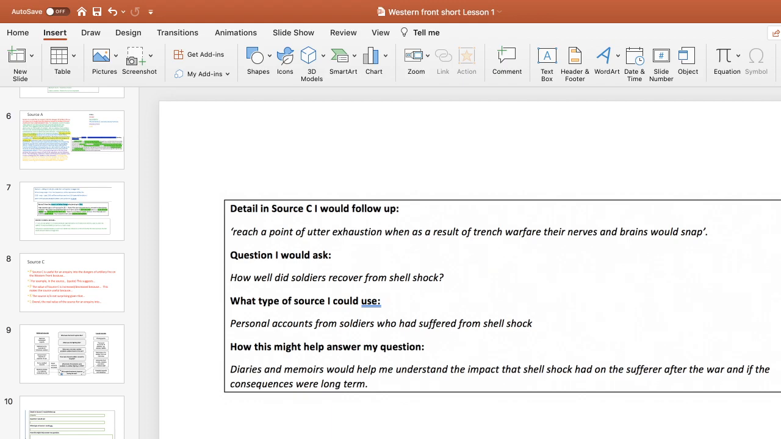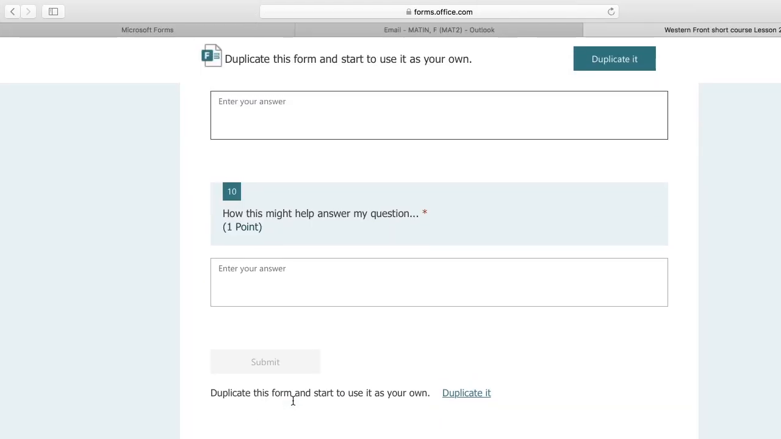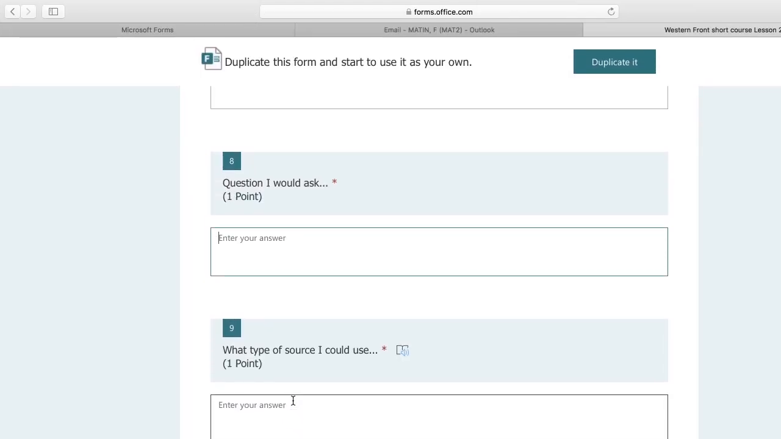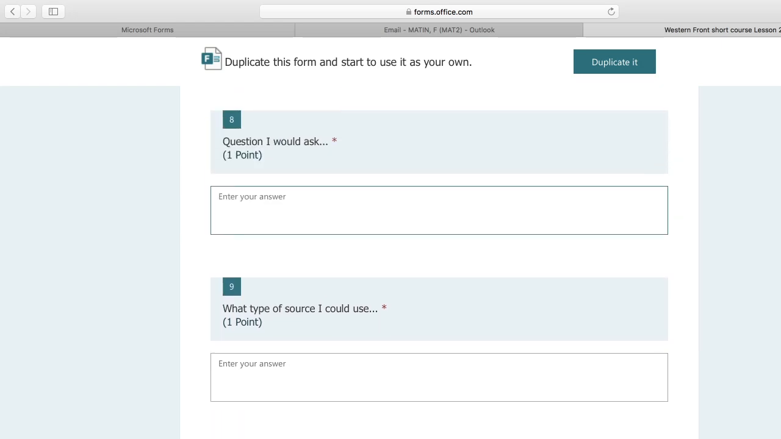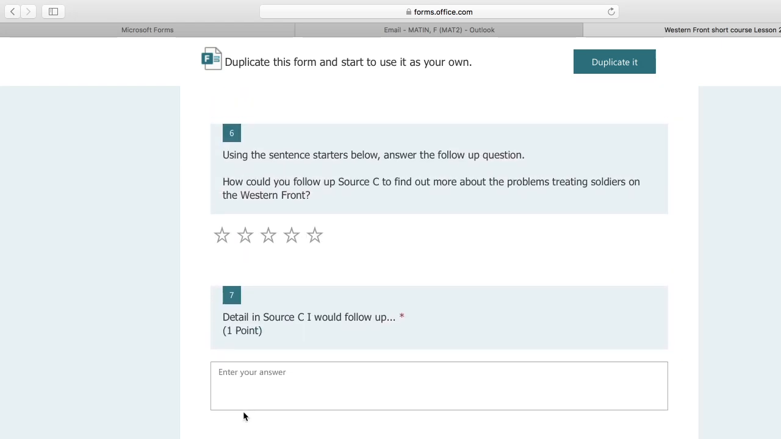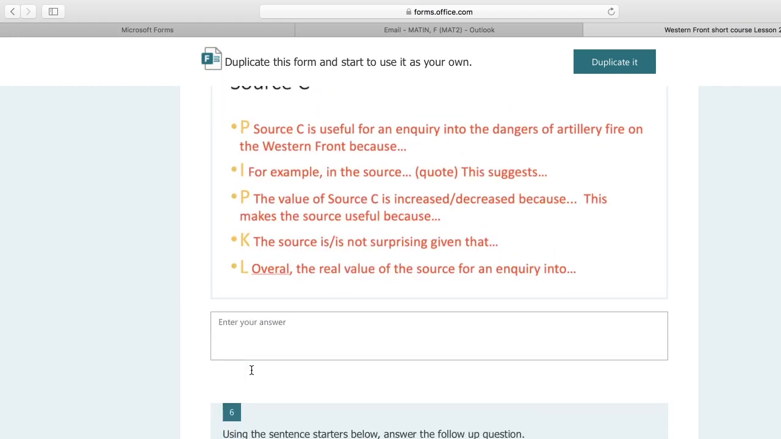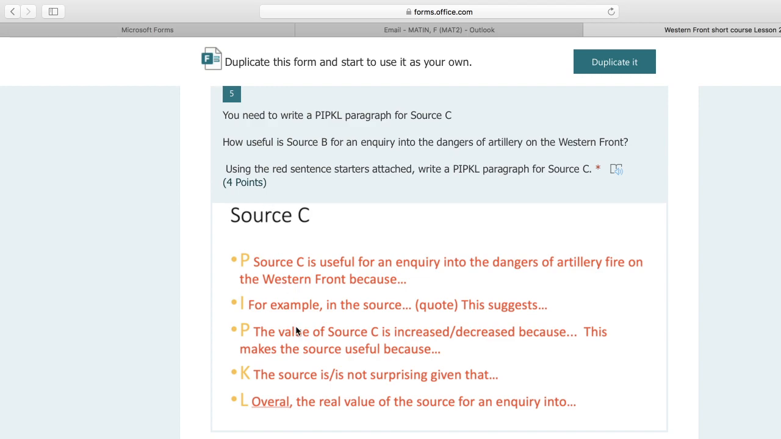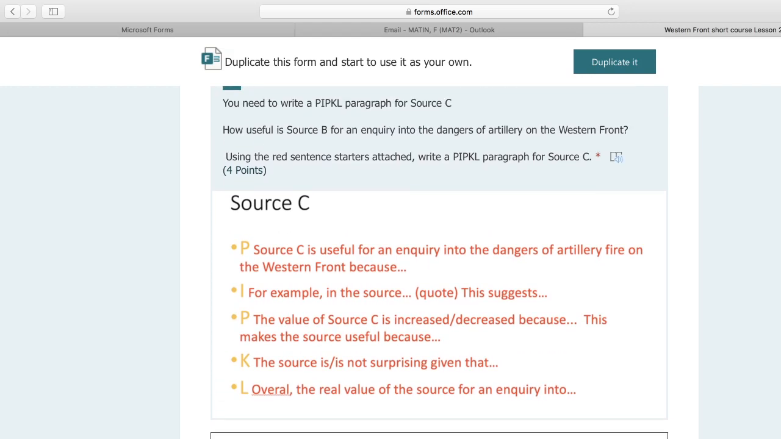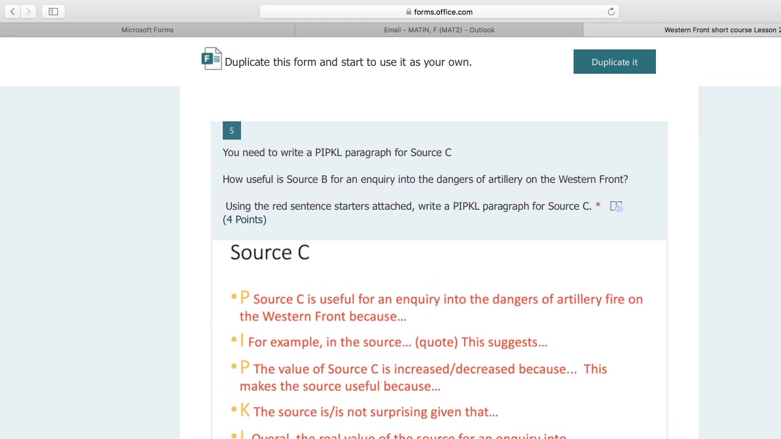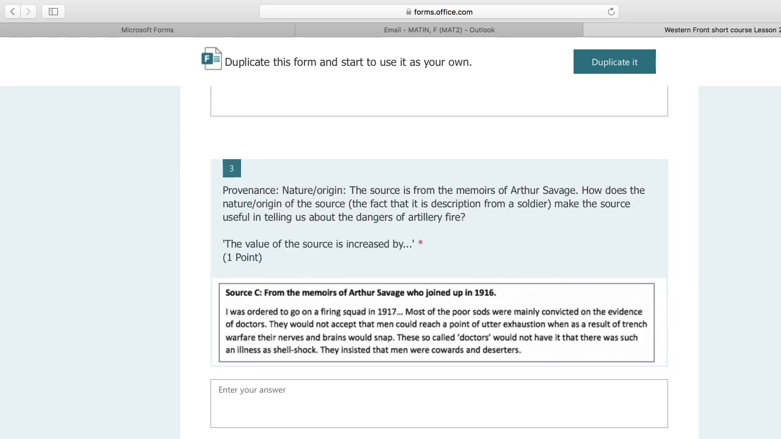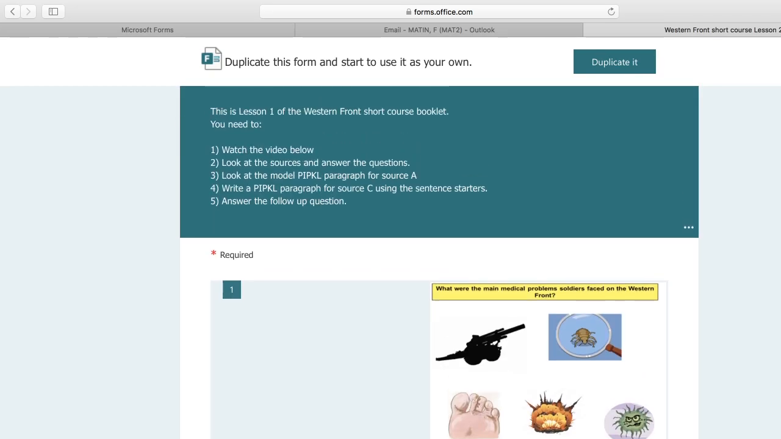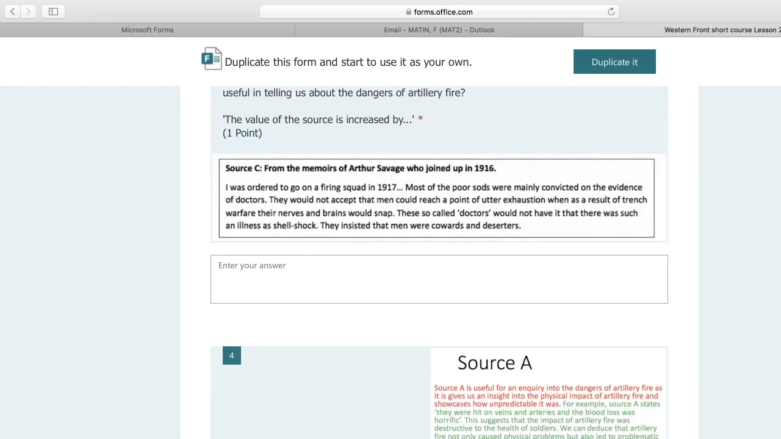And once you finish that, be sure to submit your answer. Your teacher will be giving you a point based on the marks that you have given for that 4-marker. Collated, it'll be 4 marks. And we'll also be marking your PIP Quill paragraph based on 4 marks, just to see if you are able to write a good PIP Quill paragraph. And then you are done. Make sure you press submit, and then you are finished. Thank you.